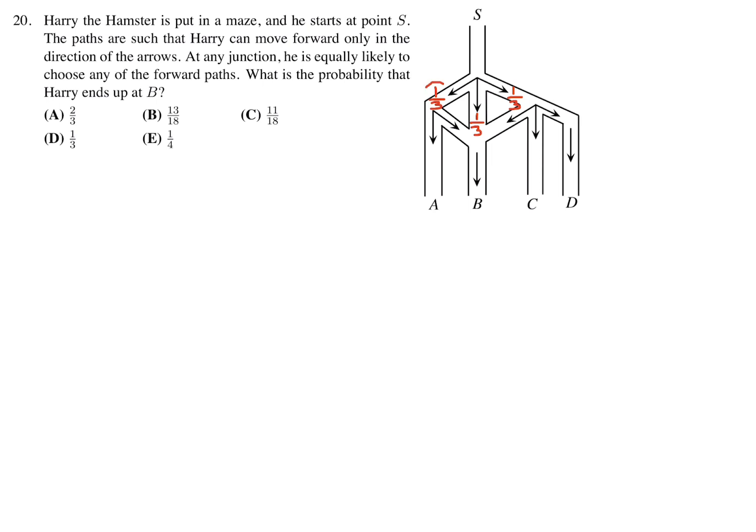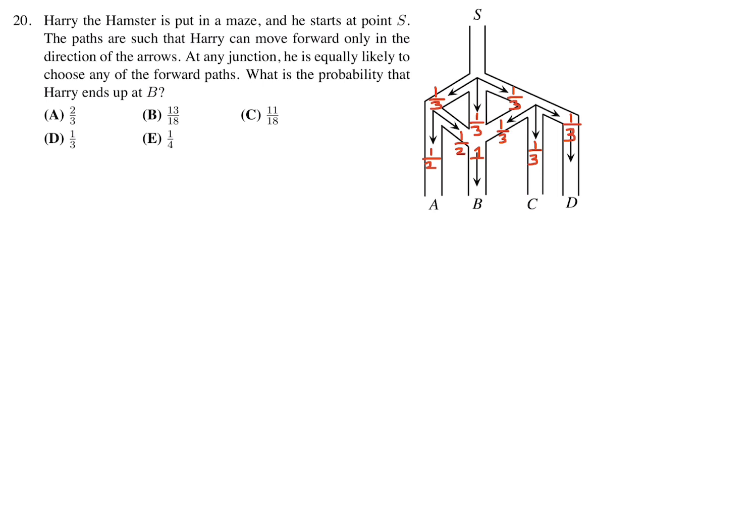Now, once he gets to here, he can go either this way or this way, and each of those are equally likely. So he can go this way a half, and this way a half. Okay? And then when he gets here, there's only one way to go, and that's here, and that's 1. A probability of a full 1, 100%. And then once he gets to here, it's 1/3 to go here, 1/3 probability to go here, and 1/3 probability to go down to D.